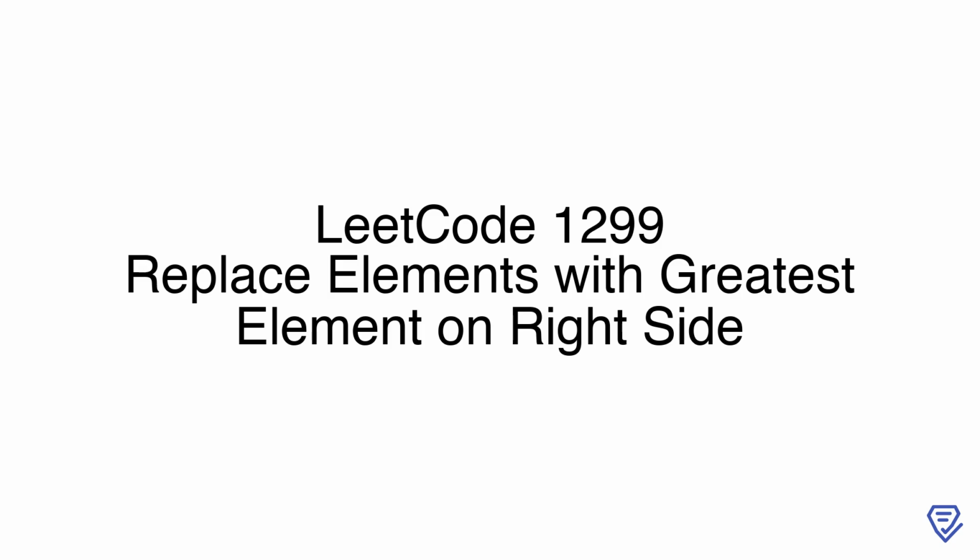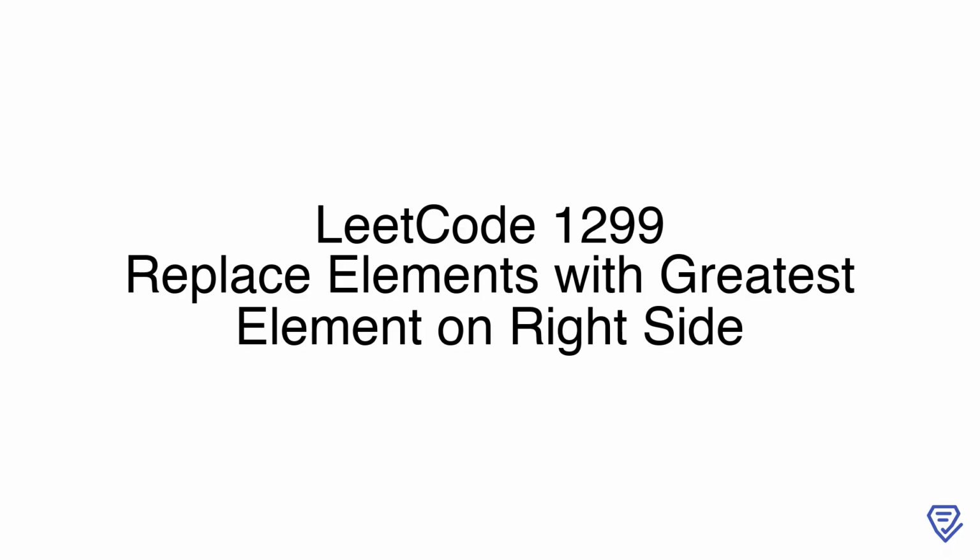Welcome! In this session, we'll be solving LeetCode problem number 1299, Replace Elements with Greatest Element on Right Side. This problem challenges us to manipulate an array efficiently by replacing every element with the greatest element to its right. We'll explore different approaches and analyze their trade-offs.